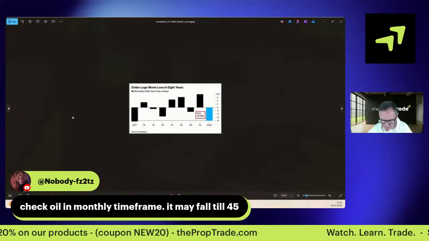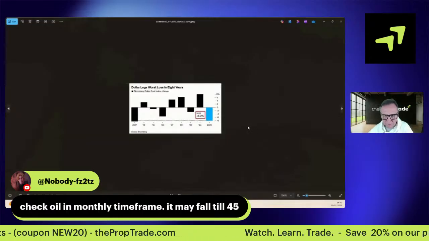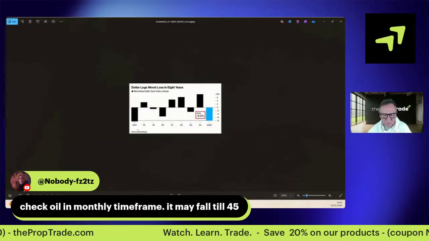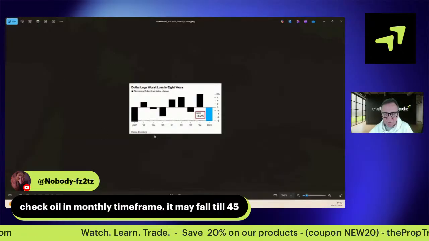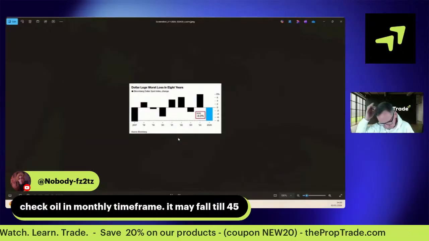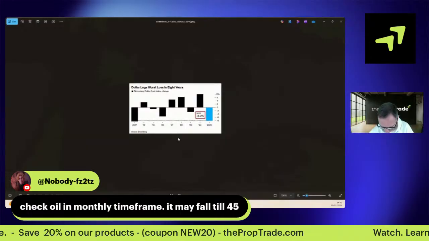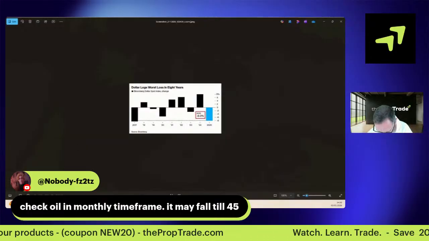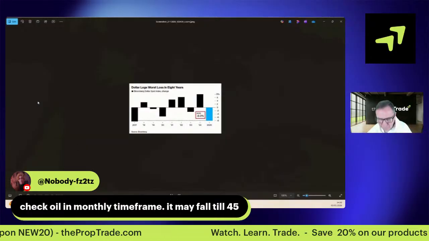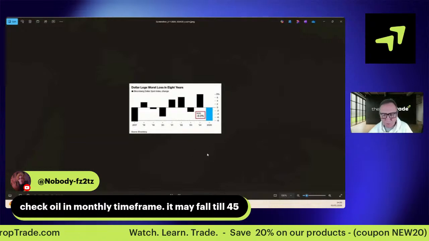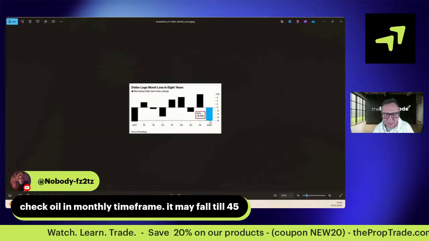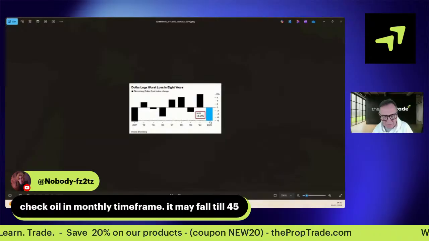Dollar logs worst year in 8 years. So there we go. This is from Bloomberg. This is a screenshot I actually took from Twitter from a guy called Steve. His name escapes me at the moment, but I'll reference him in a minute. But this is a screenshot from Bloomberg. So the worst year in 8 years for the dollar index, off 8%.